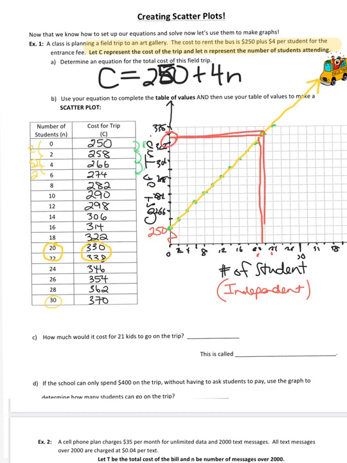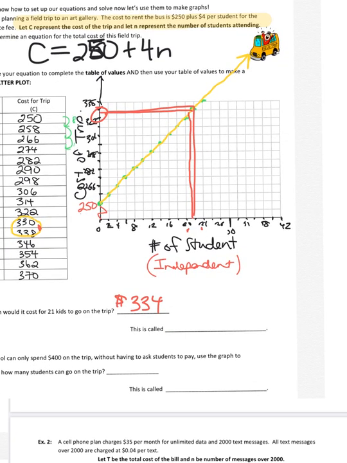So that's where 21 students is going to be. So 334 is going to be right in between those two data points. When we're looking for information in between the data, this is called interpolate. Interpolate, because you're looking in between, inside the data.